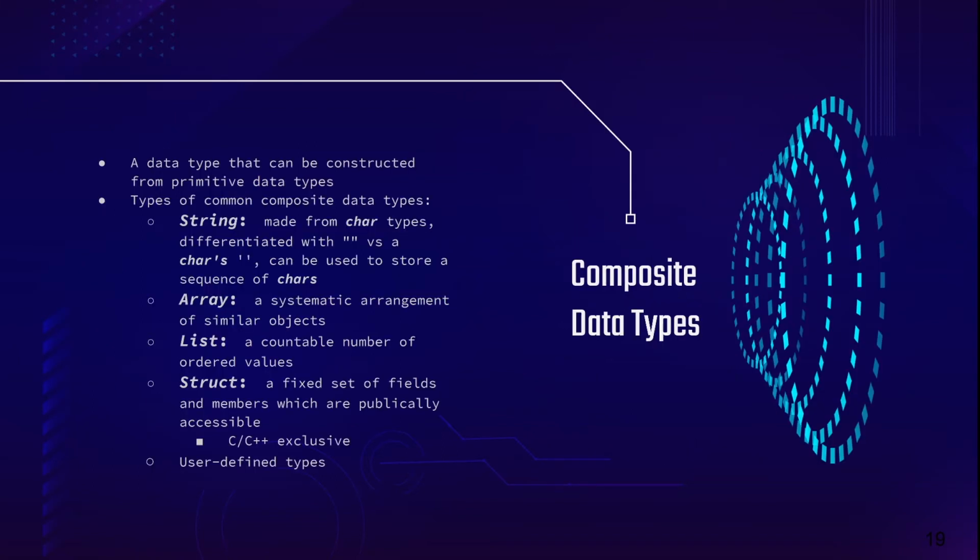Composite. So this is a data type that can be constructed out of primitives or whatever's built into the system. Ones that you're going to commonly see that aren't user-defined are strings. That's going to be made from the char types. It's different from chars in that, well, obviously you can have more than one character, but it uses double quotations instead of singles, and it can be used to store a sequence of characters.